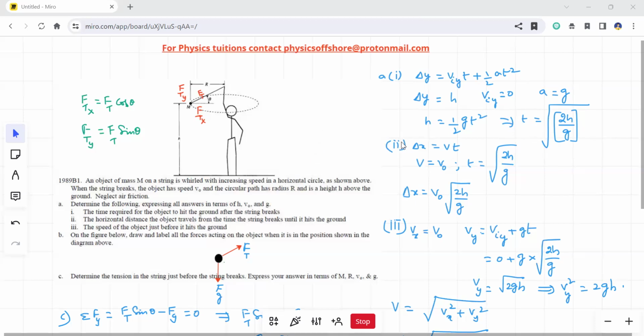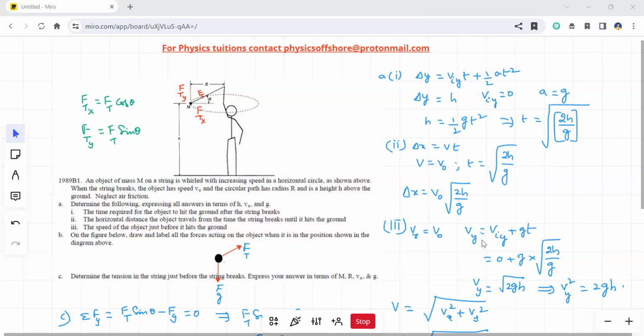Next, we have to find out how much horizontal distance the object travels while falling. For that, delta x is equal to v t, and v is equal to v0, and t is equal to square root of 2h by g, just now calculated. Therefore, delta x, the horizontal distance traveled by the object, is equal to v0 times square root of 2h by g. And then the third one is, what is the speed with which it hits the ground? For that, we have to find out both the x component and y component, and then we have to take the total velocity.